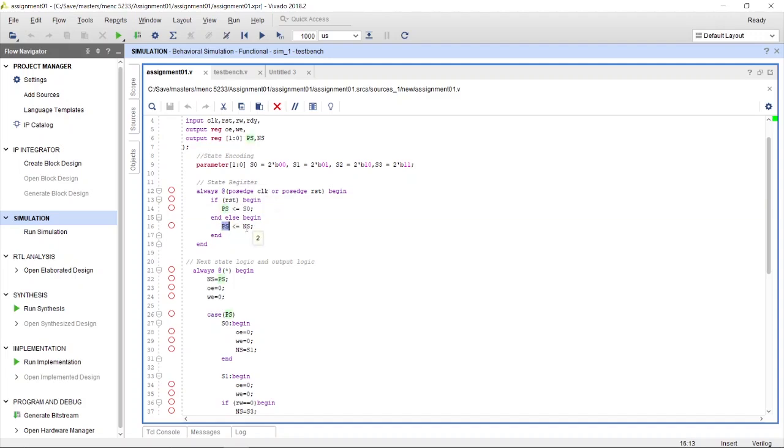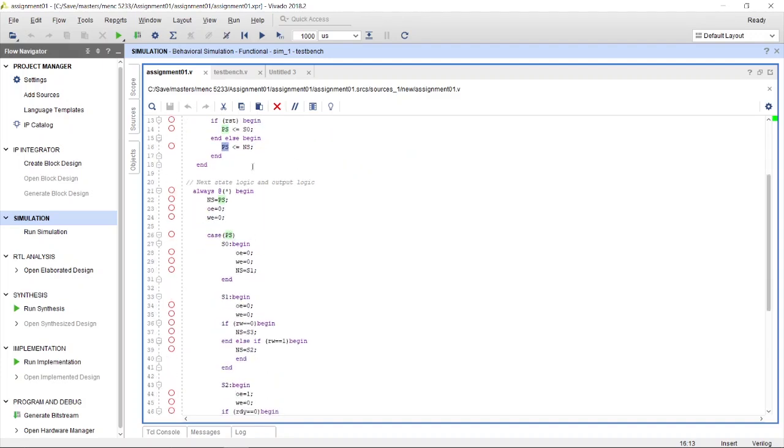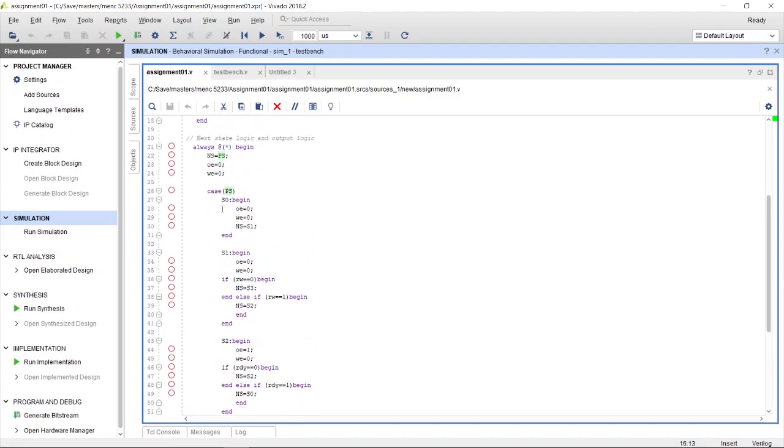Your present state will be the next state. Here, the way I write my next state logic is similar to what I just explained. You can see I use a case statement. Case, look at PS. If your PS right now is S0, which is 0, 0, the present state is S0, it will always go to S1.